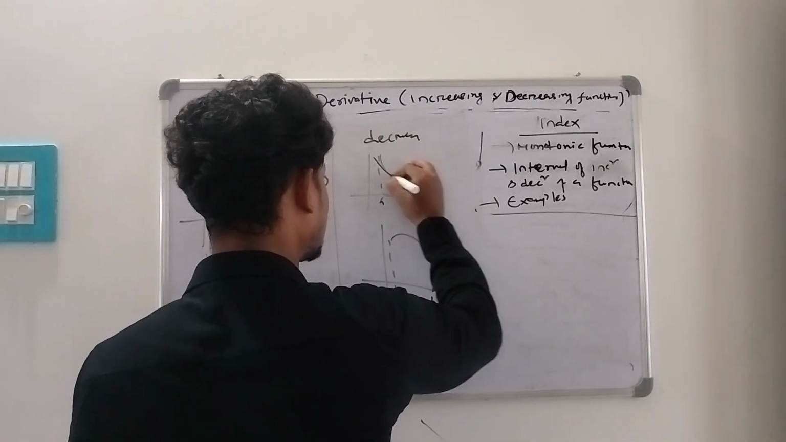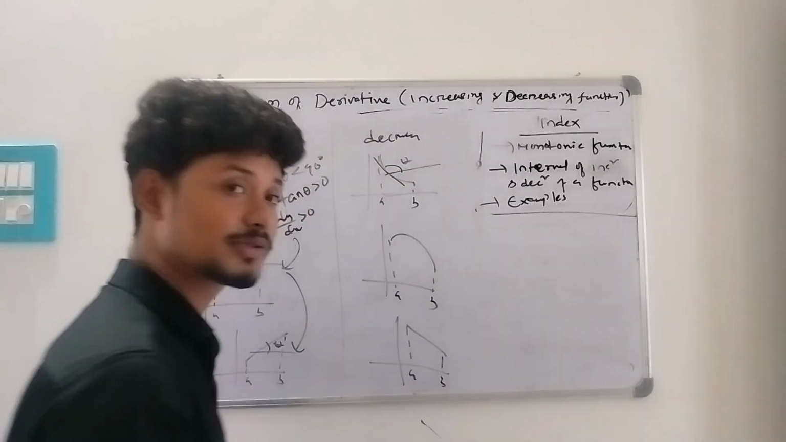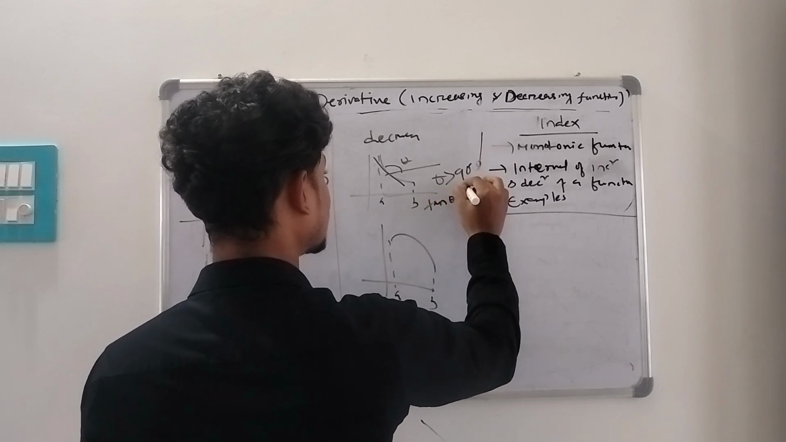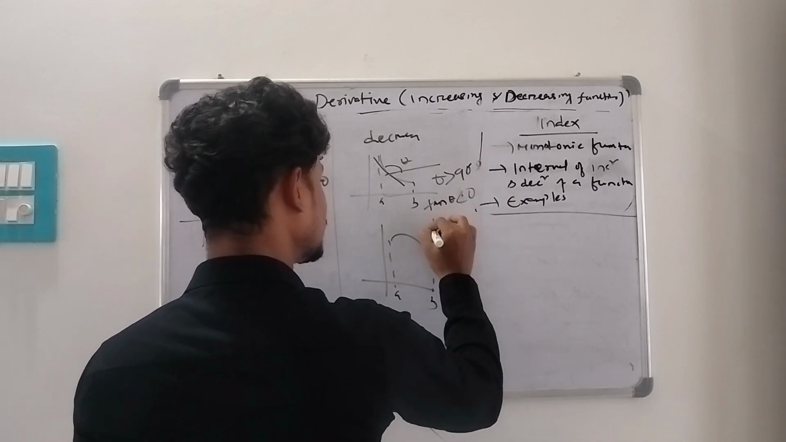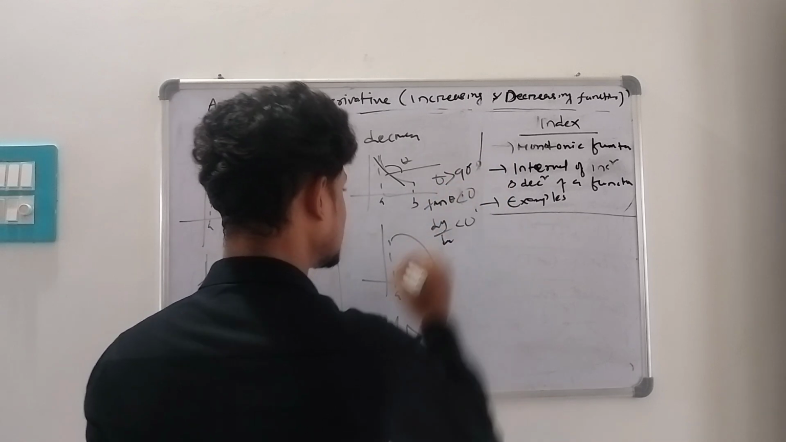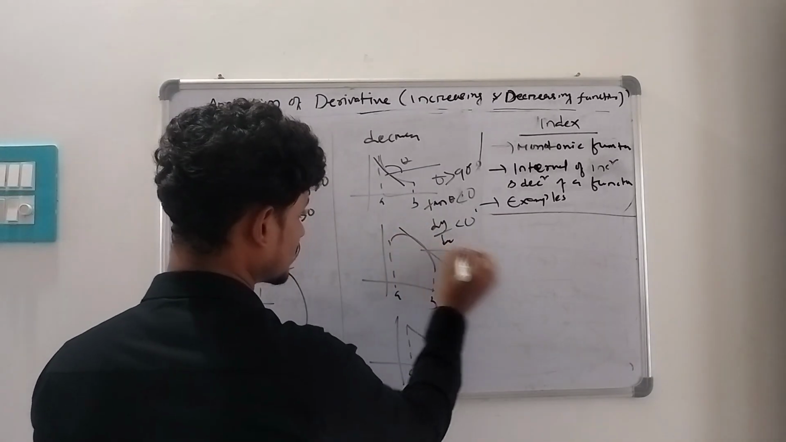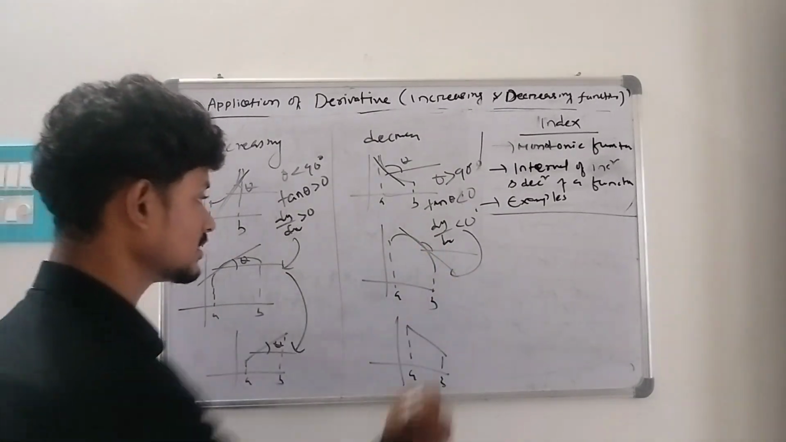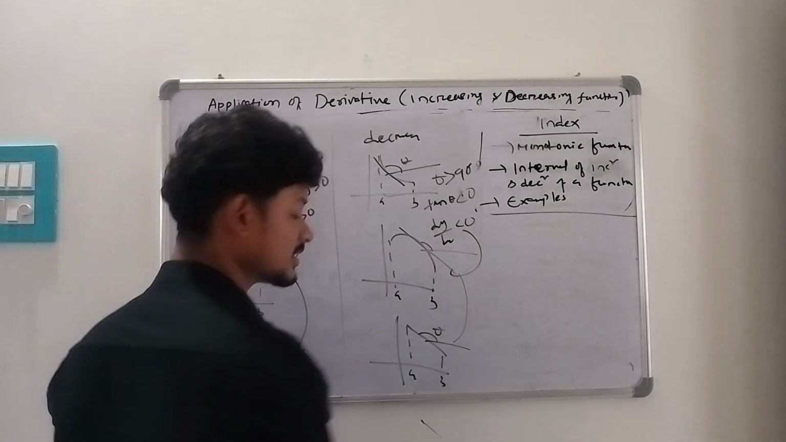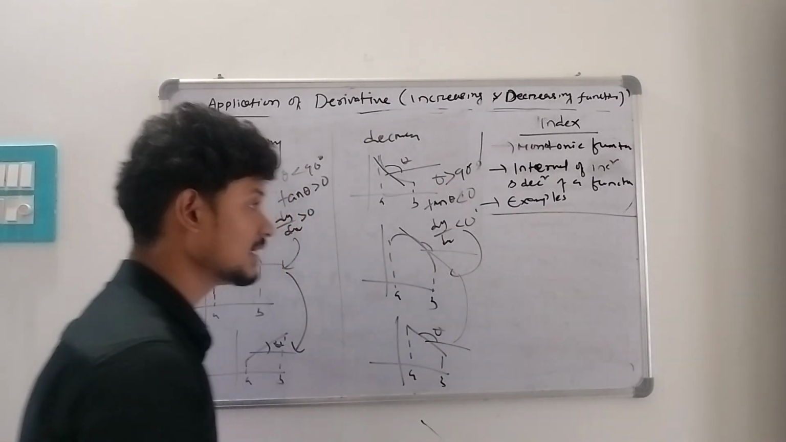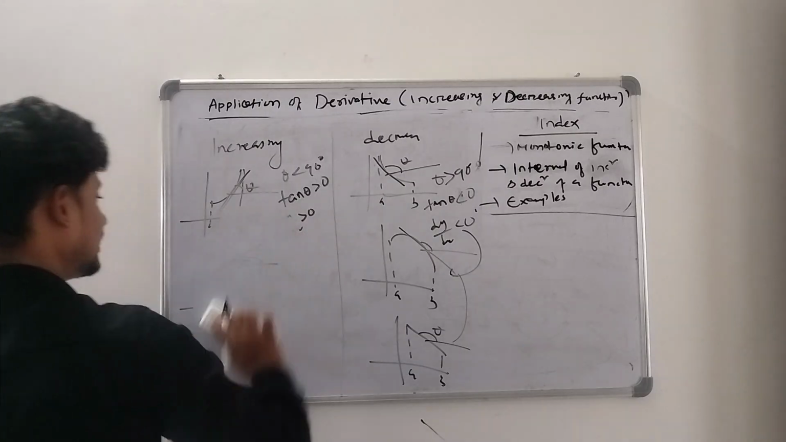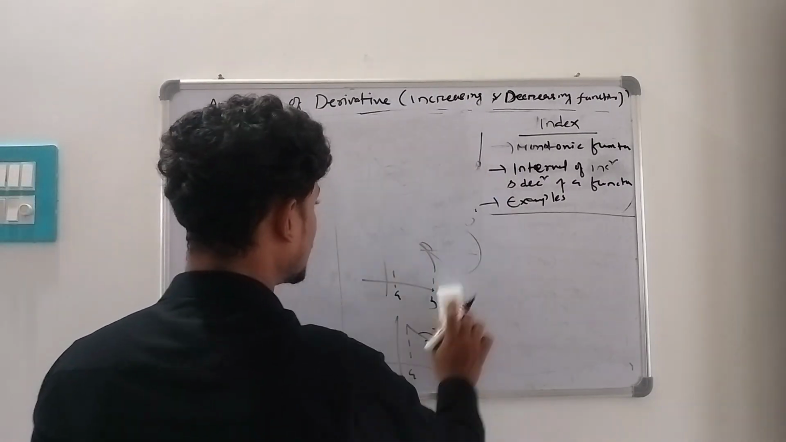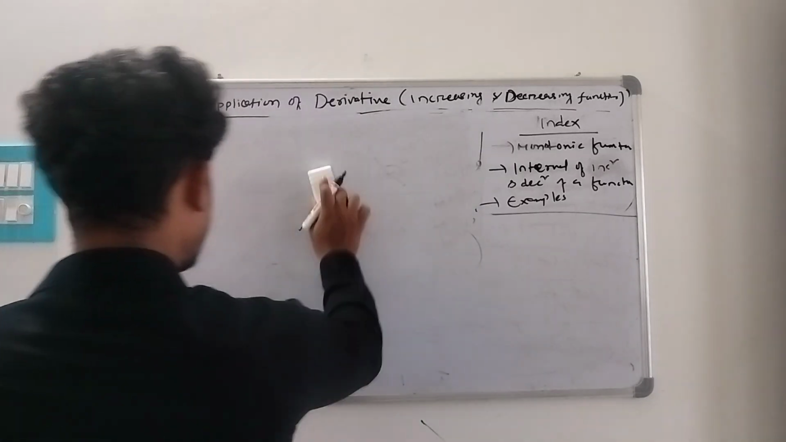But in case of the decreasing graph, you can see that this theta is an obtuse angle. That means theta is greater than 90, so tan theta is less than 0, which means dy by dx is less than 0. In these cases also, theta is an obtuse angle and dy by dx is less than 0. So you can observe that in an increasing graph, the derivative is positive, and in case of a decreasing graph, the derivative is negative.